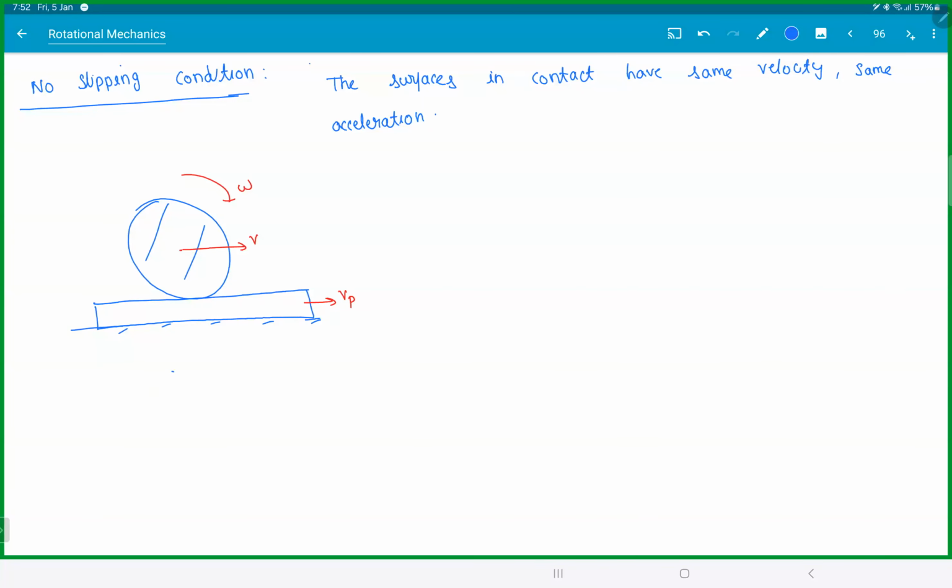So if I say there is no slipping, you are interested in the point of contact here and this point of contact here. Now from the velocity profile, this guy will have V forward, R omega backward, and this point will have Vp. Since it is not slipping, Va equal to Vb. So V minus R omega is equal to Vp. This is the no slipping condition for this case. If the plank was at rest, that means it's like ground.